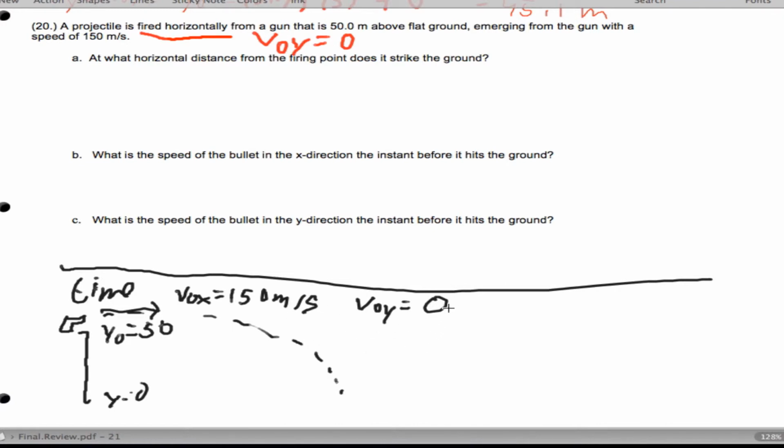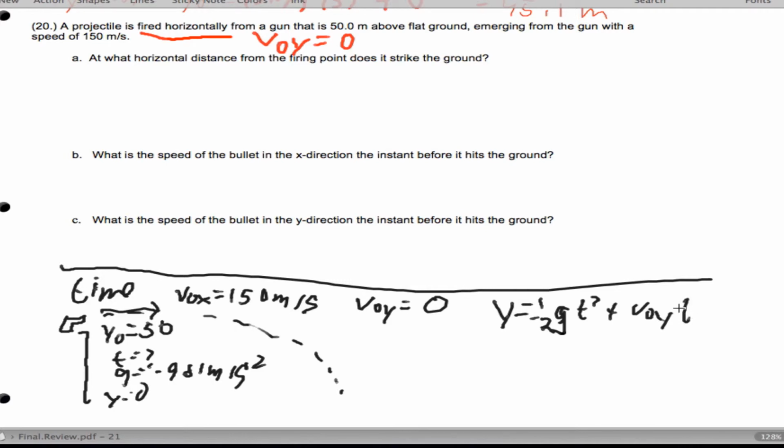And let's go ahead and see what we can do with this. We don't know the time. And we know that gravity is negative 9.81 meters per second squared. So let's go ahead and get the time. So y equals 1/2 g t squared plus v naught y. Sorry, that's a g. v naught y t plus y naught.